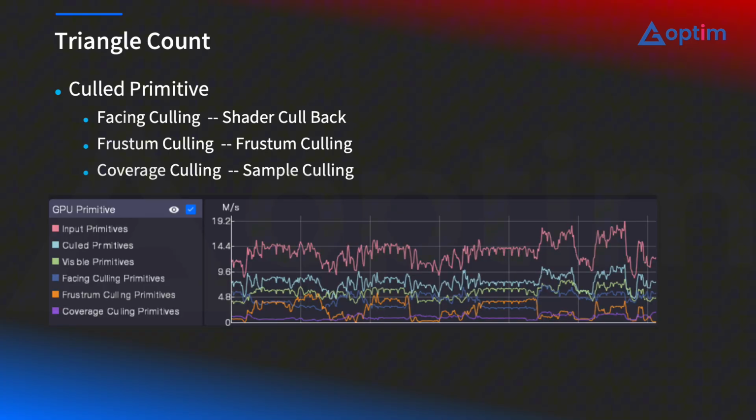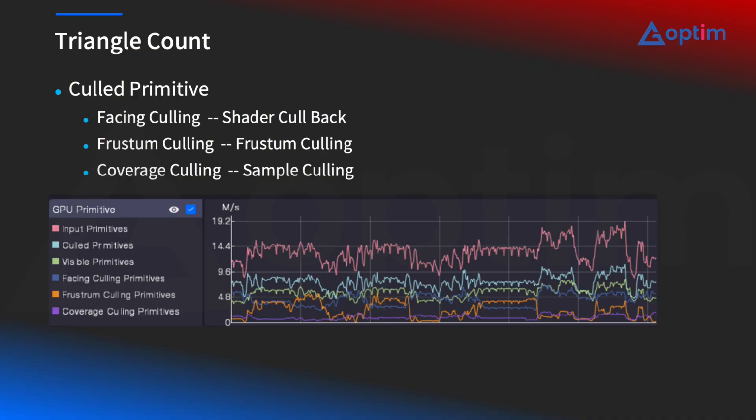Here we add another topic: how to analyze triangle culling under a fixed camera view, specifically the relationship between input triangle count and what is eventually culled. Using the same dataset as before, on Galaxy devices, we can collect input primitive data, which represents the total number of triangles submitted to the GPU. At the same time, we can also observe how many are visible and how many are removed through different culling stages. Overall, culling can be divided into three main categories.